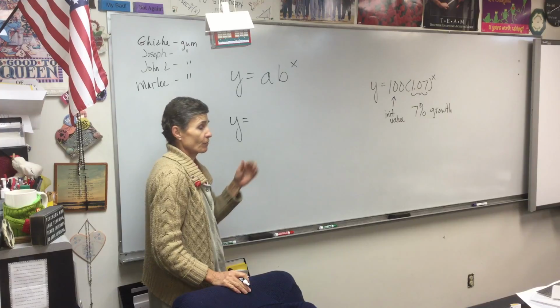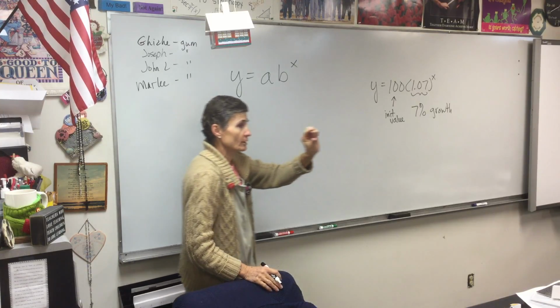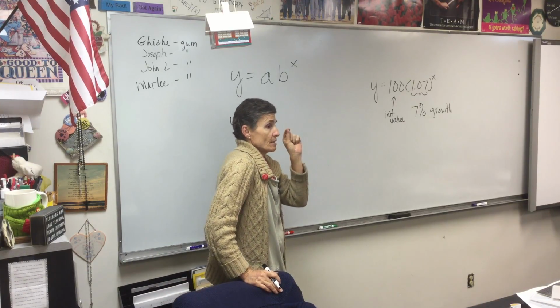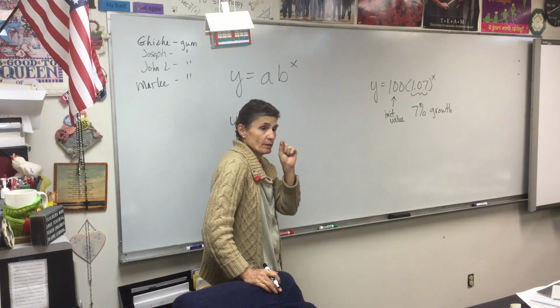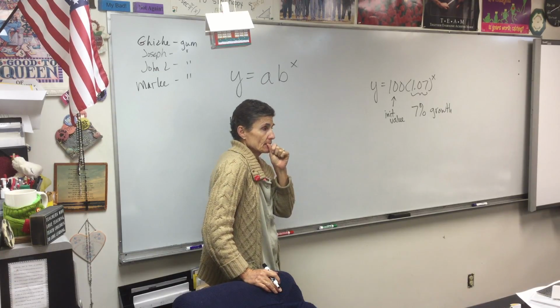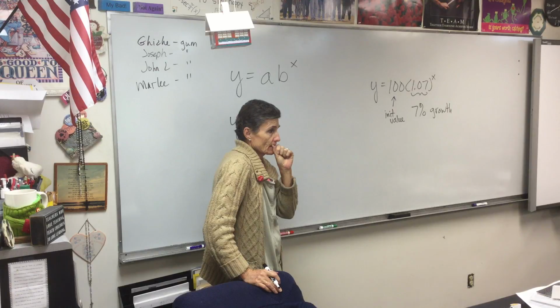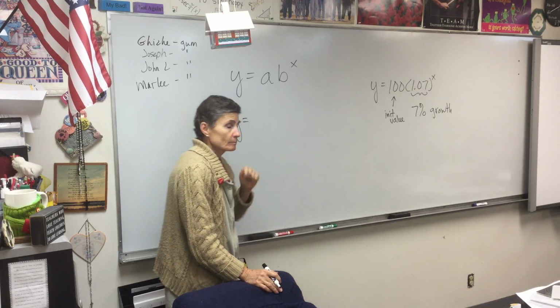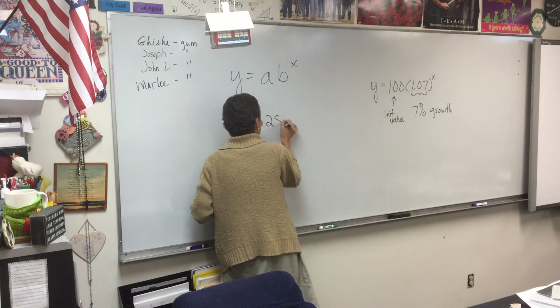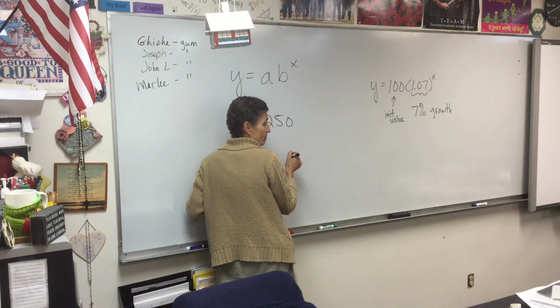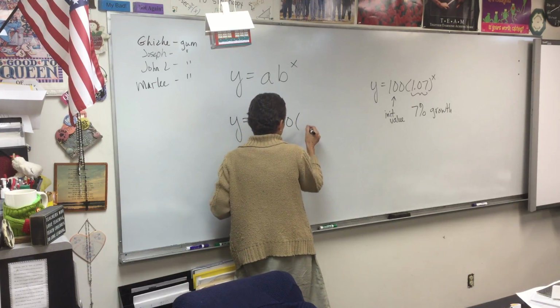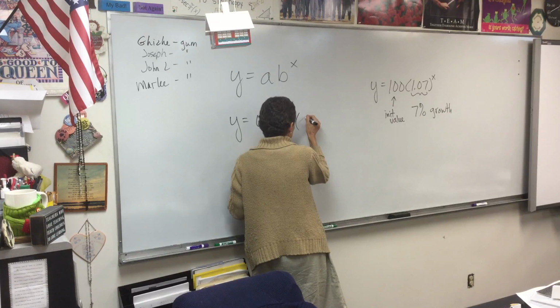Don't look at the questions, just look at the problem. What will this equation look like? Y equals 6,250. 6,250. And then parentheses, and then maybe 2.75.